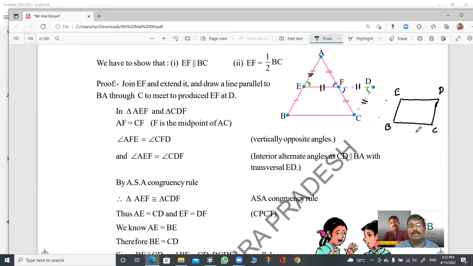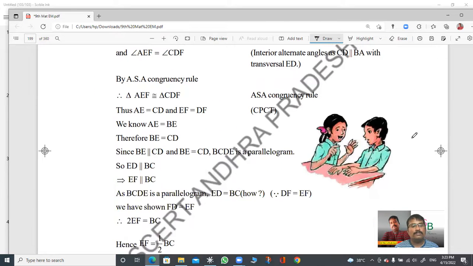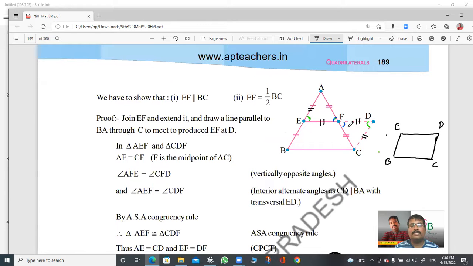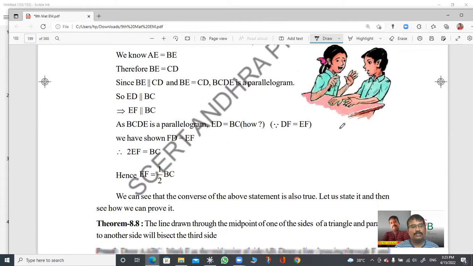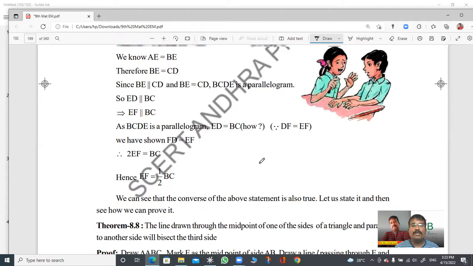Also ED is parallel to BC. Automatically ED is parallel to BC. EF is also parallel to BC. So ED is parallel to BC, and automatically EF is also parallel to BC.